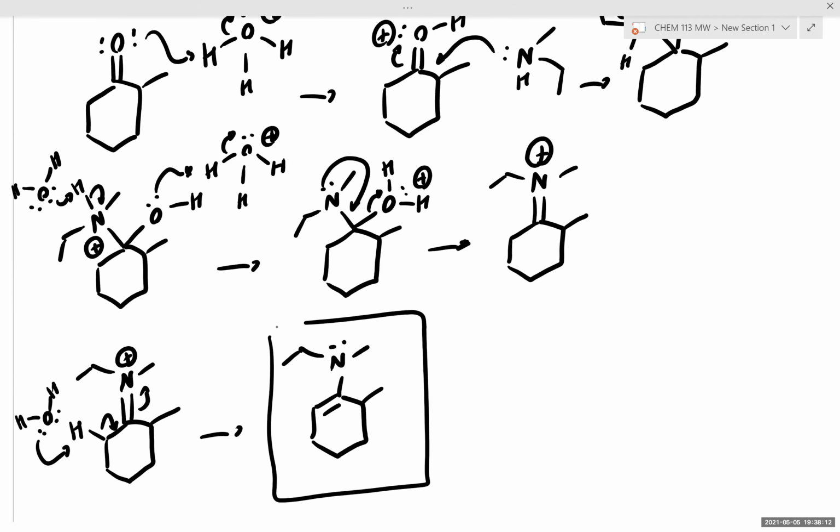So does this mechanism and does the product drawn from this reaction make sense to everyone? Any questions on this example? Okay, let's keep going then.